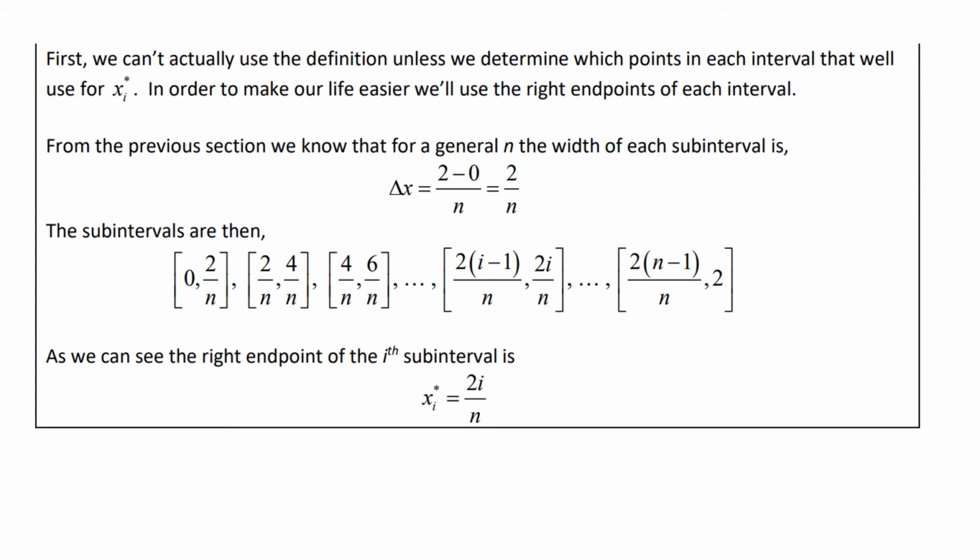Well, first, we can't use the definition unless we determine which point in the interval to use. And to make life easier, we're going to use the right endpoints. If the integral exists, it exists independent of what point you choose. So from the previous section, we know that we can set delta x to be equal to 2 minus 0 over n, or 2 over n. So when we slice the interval from 0 to 2 into n pieces, we get subintervals that look like this. And as you can see, the right endpoint of the ith subinterval is going to be 2i over n.